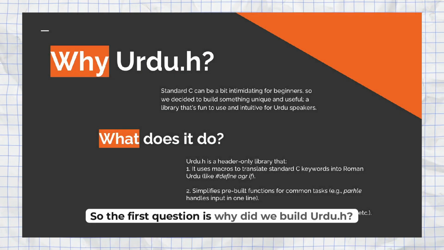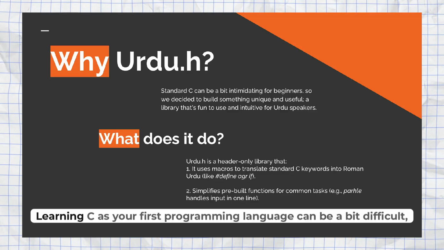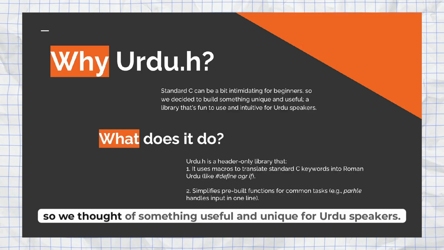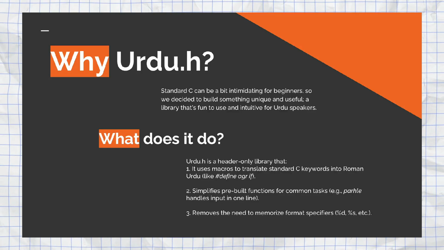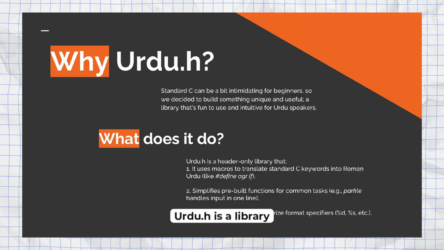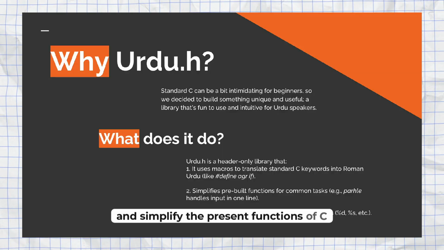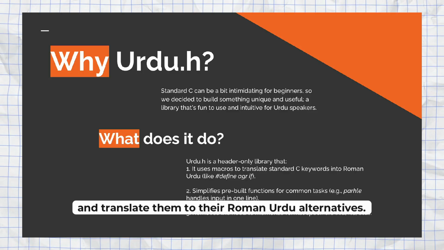So the first question is, why did we build Urdu.h? Learning C as your first programming language can be a bit difficult, so we thought of something useful and unique for Urdu speakers. Urdu.h is a library that uses functions and macros to modify and simplify the present functions of C and translate them to their Roman Urdu alternatives.